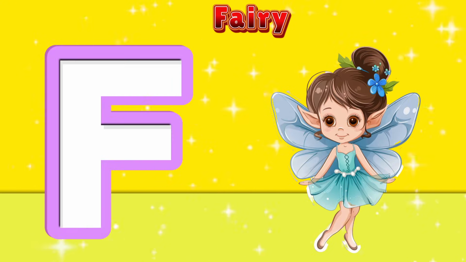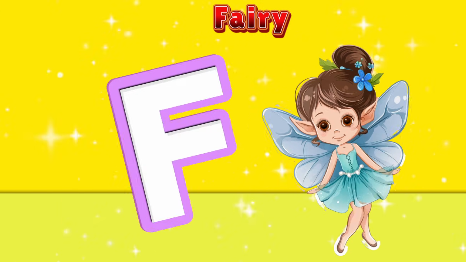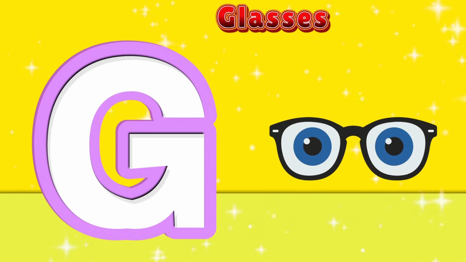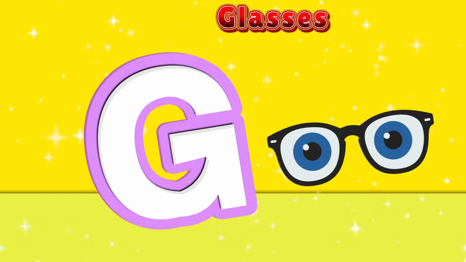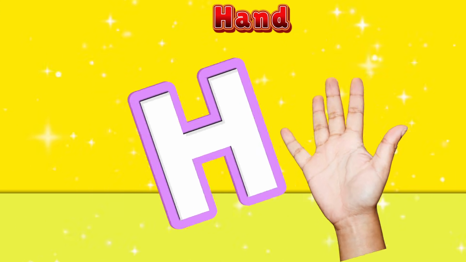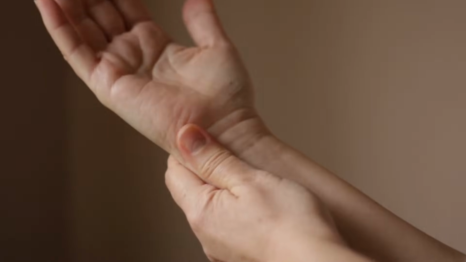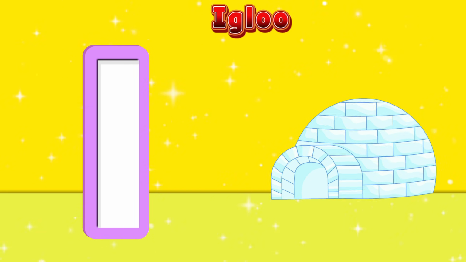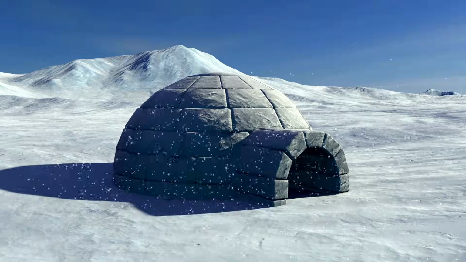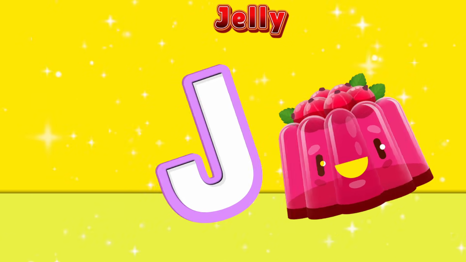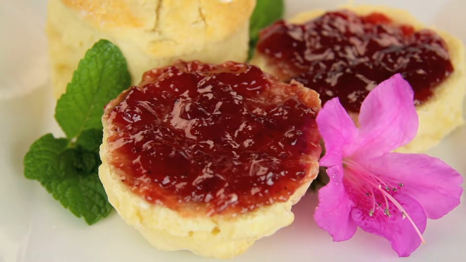F is for fairy, fairy, fairy. Magic fairy. G is for glasses, glasses, glasses. Gray glasses. H is for hand, hand, hand. Clapping hand. I is for ice cream, ice cream, ice cream. Yummy ice cream. J is for jelly, jelly, jelly. Wobbly jelly.